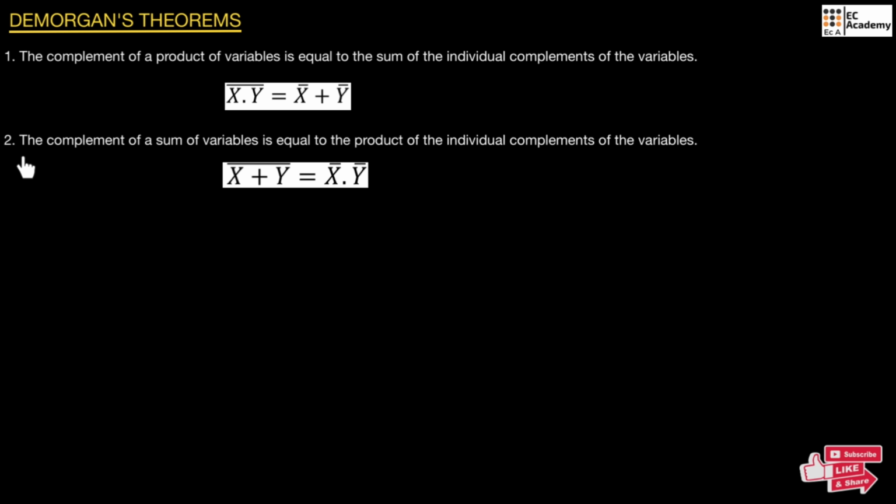The second theorem states that the complement of a sum of variables is equal to the product of individual complements of the variables. So the complement of the sum of variables will be equal to the product of individual complements of the variables. Now we need to prove this theorem.